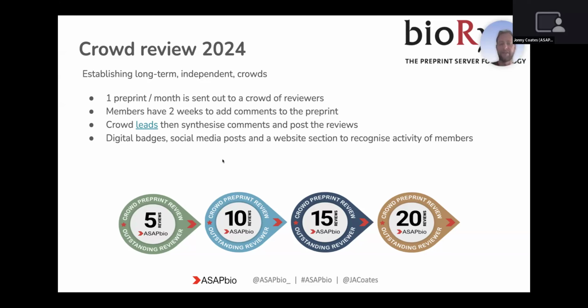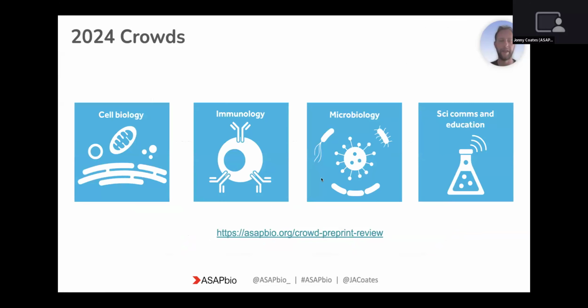We're recognizing this activity this year with digital badges. So if you do 5 reviews, you get a badge and a certificate for doing that. And we do that right up to 20 reviews. We've only got one person so far who's actually managed to do 15 reviews. That was from last year's program. And this year we've got 4 crowds. So we've got cell biology, immunology, microbiology, and meta research. And again, there's a link here if you want to learn more.